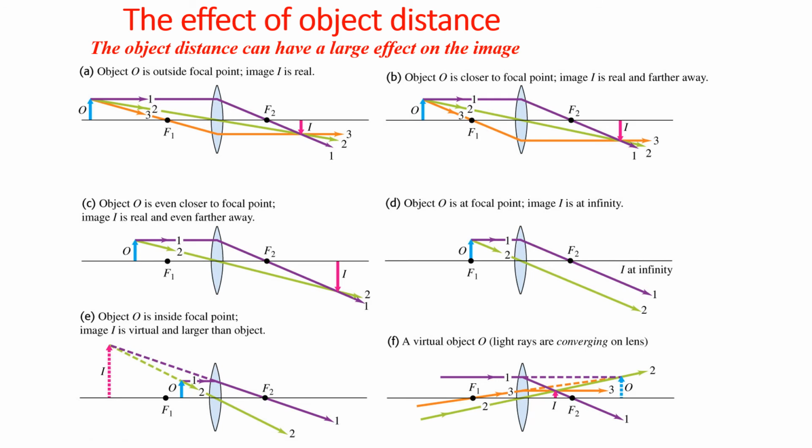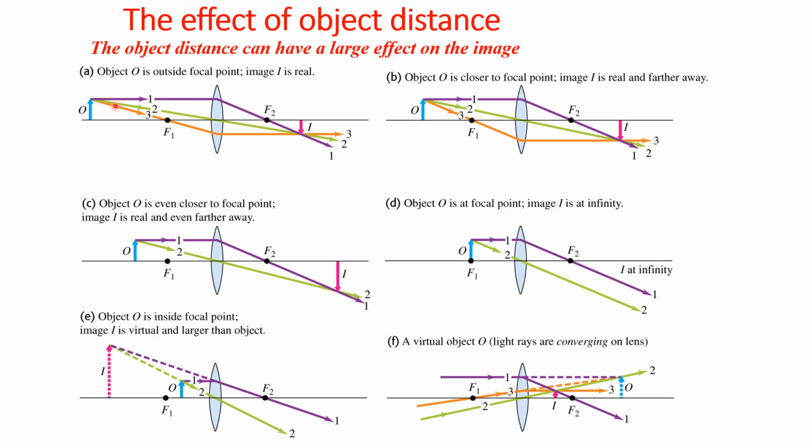Here we may look at the image formation by considering different positions of the object. Here object O is outside the focal point at a distance which is almost twice the focal distance. The image is real. Here the first ray is incident parallel to the principal axis and refracts by passing through the second focal point.